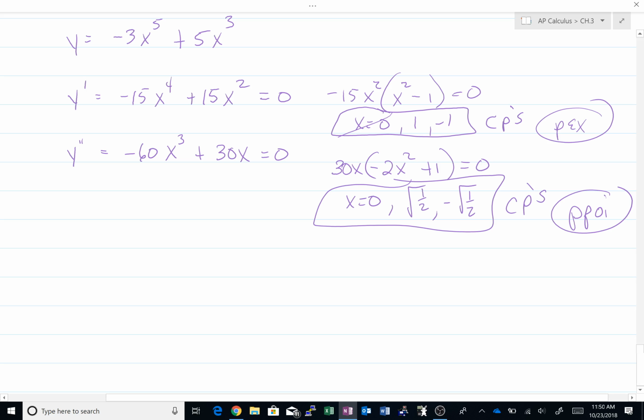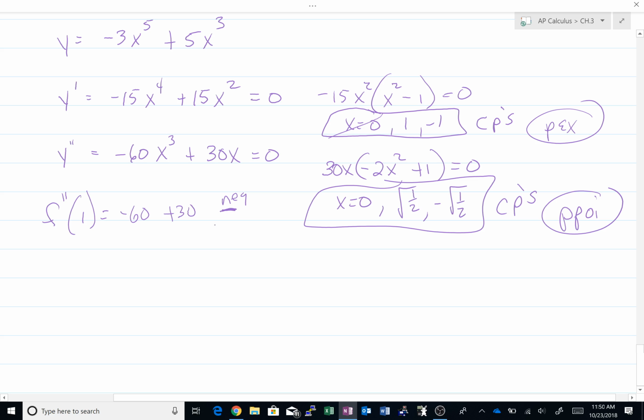All right, so now we're testing 1 and negative 1. I'm going to plug 1 into the second derivative. I'm doing f. I should be using f. F double prime of 1. Let's see what we get. I get negative 60 plus 30. So the point is, it's positive or negative? Negative, okay? So, remember our rule. If f double prime at a point is negative, it's a... I'm talking about max or min. Is it a max? It's a max. Okay? We're not talking about concavity yet. We're strictly testing the first possible extremas here.